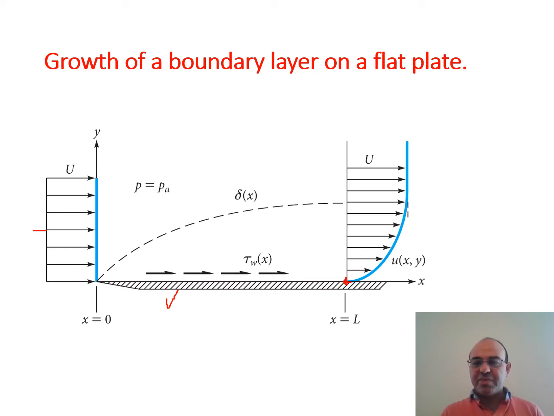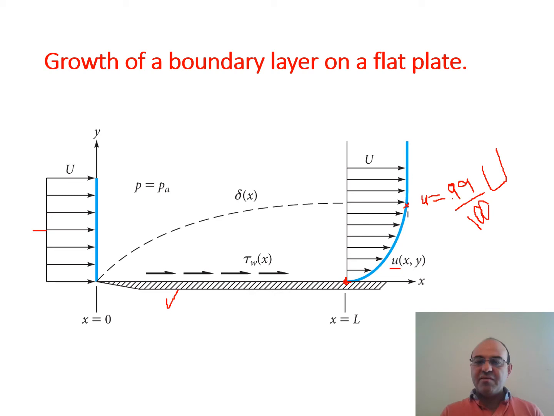By definition, when the velocity, this lowercase u, becomes equal to 99% of this capital U, at a given x, when the horizontal velocity adjacent to the plate becomes 99% of the uniform velocity, then we say, okay, stop, this is the edge of the boundary layer.